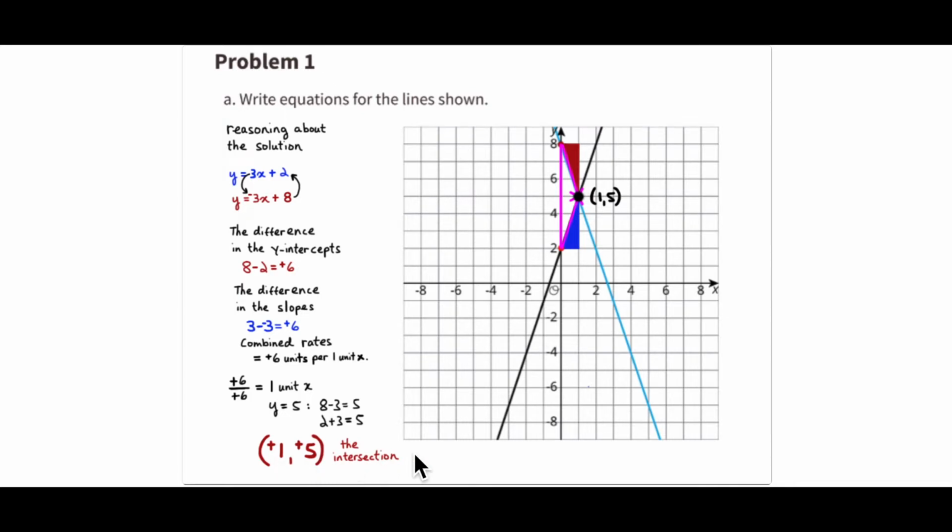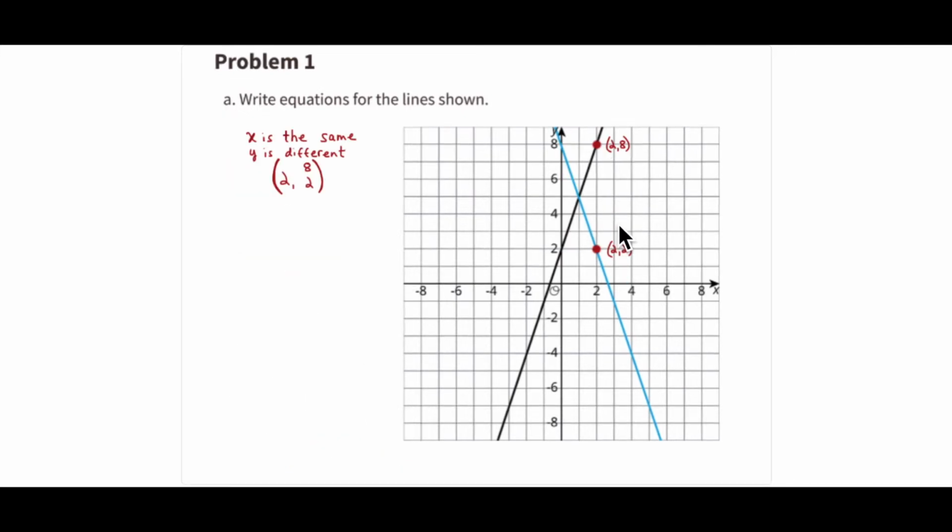Now that means that that is the only coordinate pair that has the same x-coordinate and the same y-coordinate for both graphs. Now there are lots of places that have the same x-coordinate. So for example, right here, these 2 points have the same x-coordinate, but they have different y-coordinates.